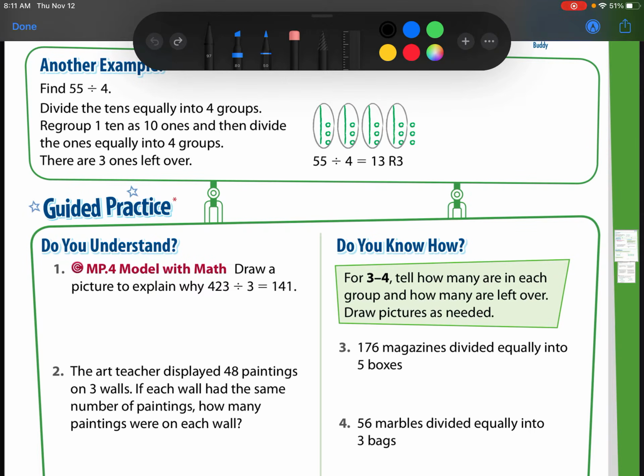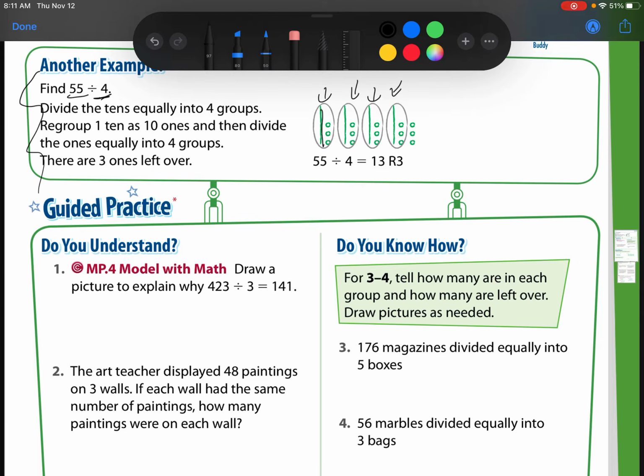So this is lesson 5-5 in your EnVision math, and it's division as sharing. So we have an example right up here that we can look at if we need to, and it says divide 55 by 4. Divide the tens into 4 equal groups, regroup the tens as 10 ones, and then divide. So notice this part right here tells you how many groups there are. There's 1, 2, 3, 4, and then we're just placing 55 into there.